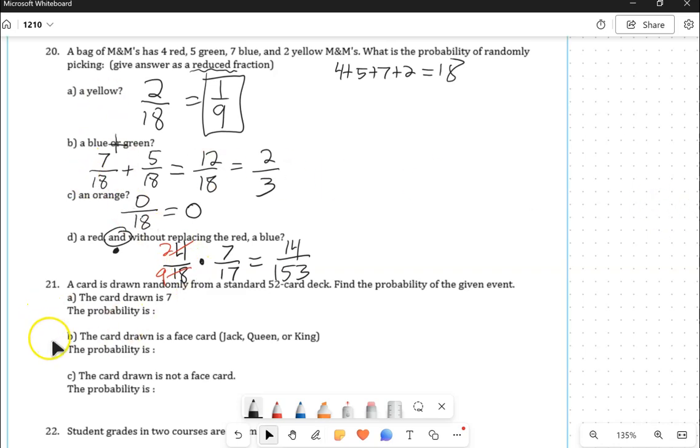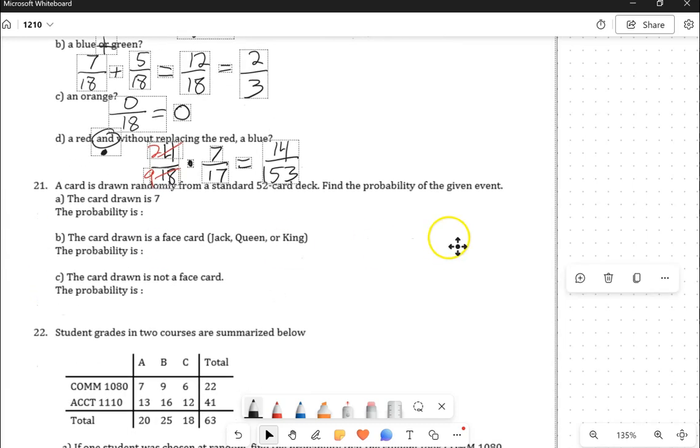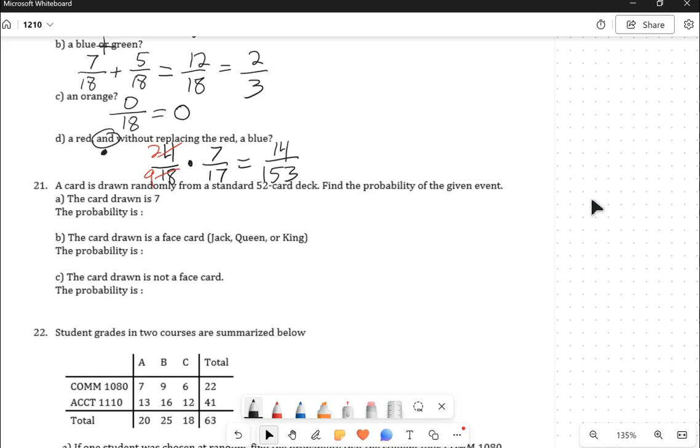All right, number 21. A card is drawn randomly from a standard 52 card deck. Find the probability of the given event. The card drawn is a 7. Well, there's how many 7s? There's 4 7s out of 52. And you can reduce that to 1 over 13.